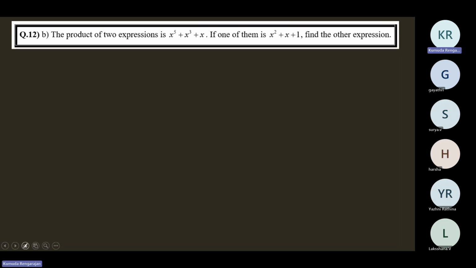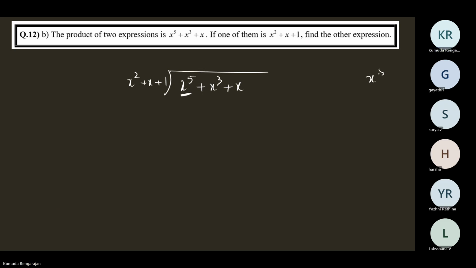So to perform the long division, we need to divide the first term of the dividend by the first term of the divisor. So 5 minus 2. You'll have to subtract the powers. 5 minus 2, 3. X to the power 3 is the first term in the quotient. Now we'll have to multiply x cubed into x squared. When you're multiplying, you should add the powers. X to the power 5.